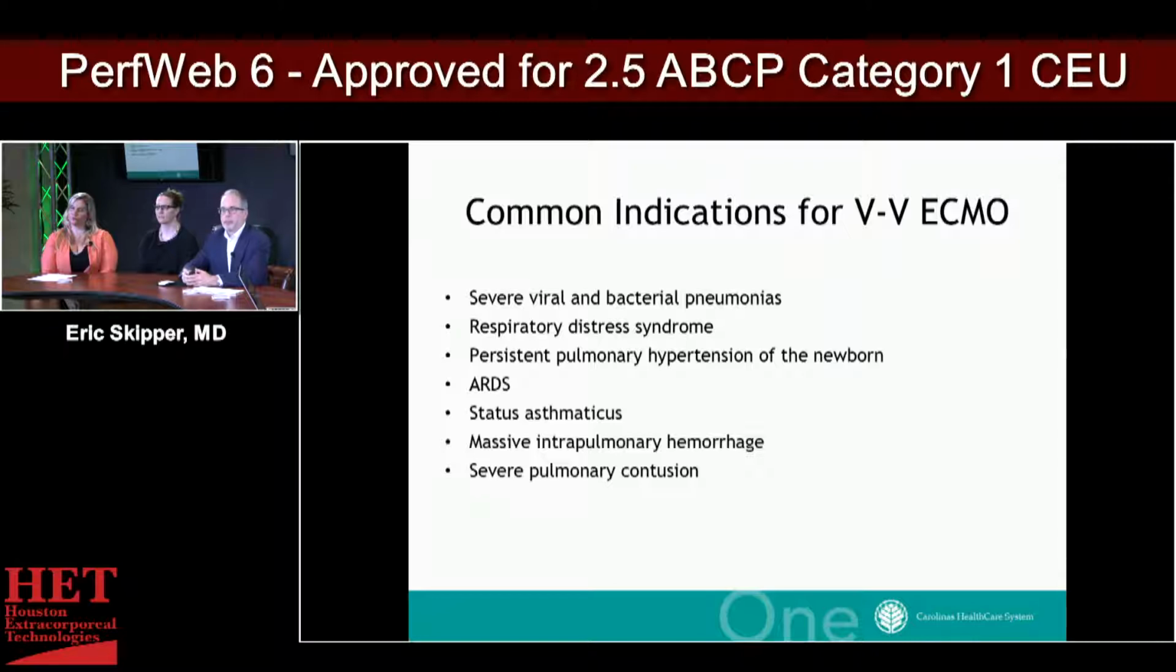So if we look at veno-venous ECMO, so these are patients that require partial support, primarily from an oxygenation point of view, we find that common indications include severe viral and bacterial pneumonias, respiratory distress syndrome, persistent pulmonary hypertension of the newborn, ARDS, status asthmaticus, massive pulmonary hemorrhage, and severe pulmonary contusion, where time is needed for these things to heal.